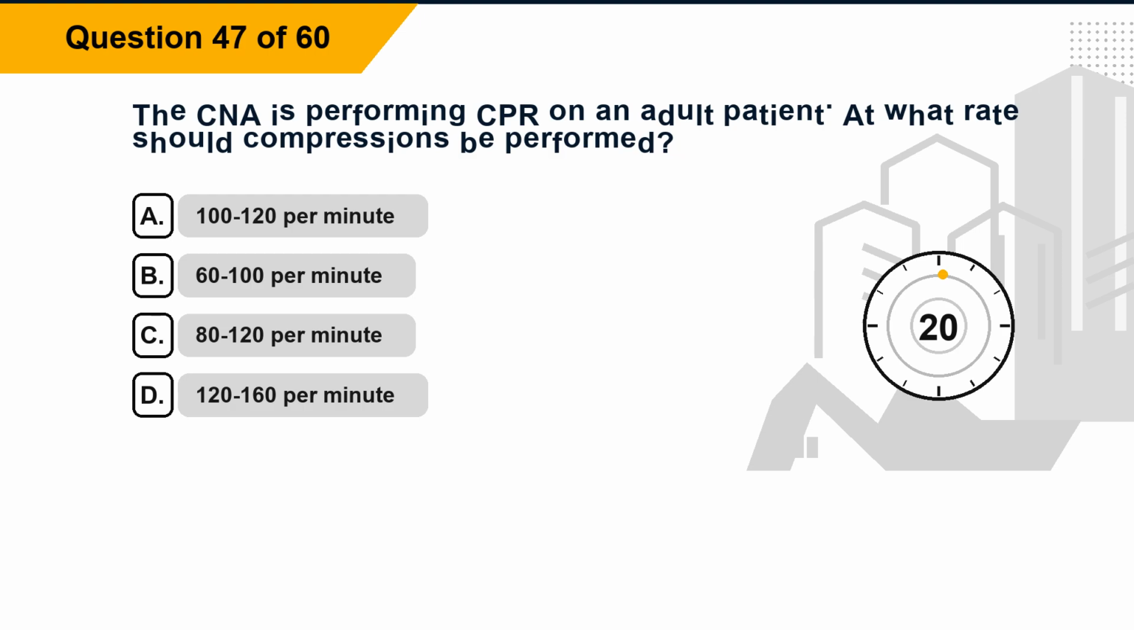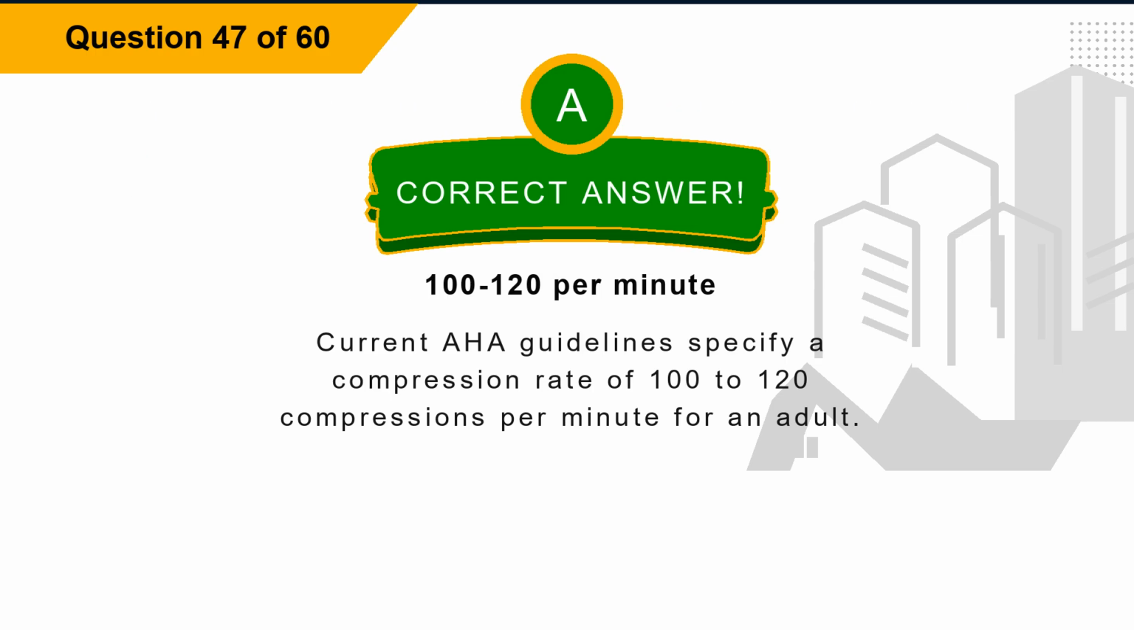Question 47. The CNA is performing CPR on an adult patient. At what rate should compressions be performed? Option A, 100-120 per minute. Option B, 60-100 per minute. Option C, 80-120 per minute. Option D, 120-160 per minute. The correct answer is option A, 100-120 per minute. Explanation: current AHA guidelines specify a compression rate of 100 to 120 compressions per minute for an adult.